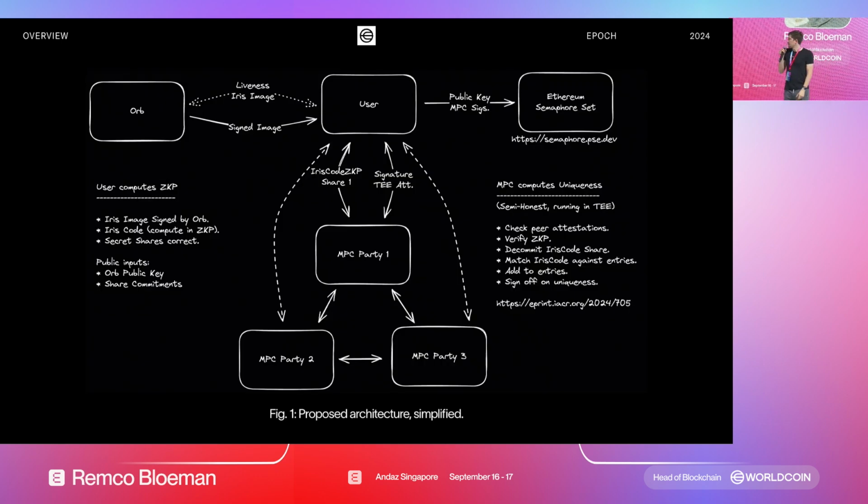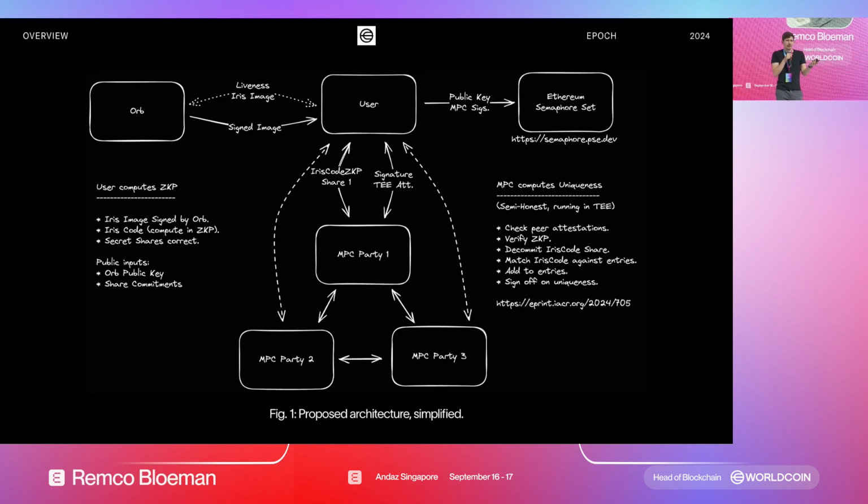This is a high-level, simplified overview of how we do that. Let me quickly run through it. I won't go too much into details in this talk, but basically a user goes to an orb, which is this, I think we have one around here. There you go, that's an orb. So this is a hardware device that we've developed. You can install a wallet, go to the orb.